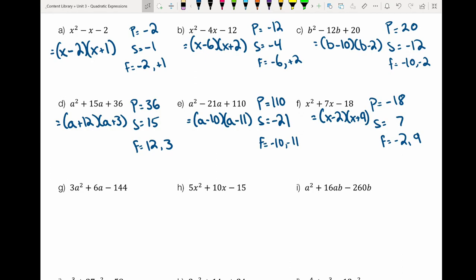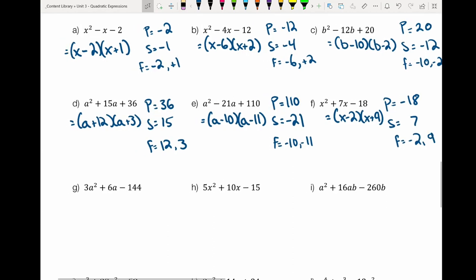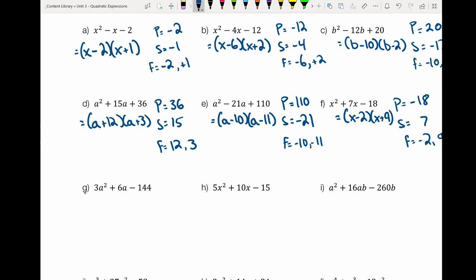For g, we have 3a squared plus 6a minus 144, and this is a little different. This is different from what we've seen before because the number in front of a, or the number in front of the variable squared, is not 1. So if this is ever the case, the first thing you want to do is check to see if there's a common factor.